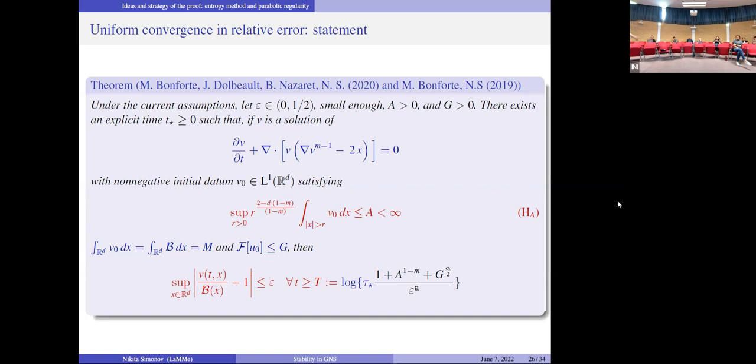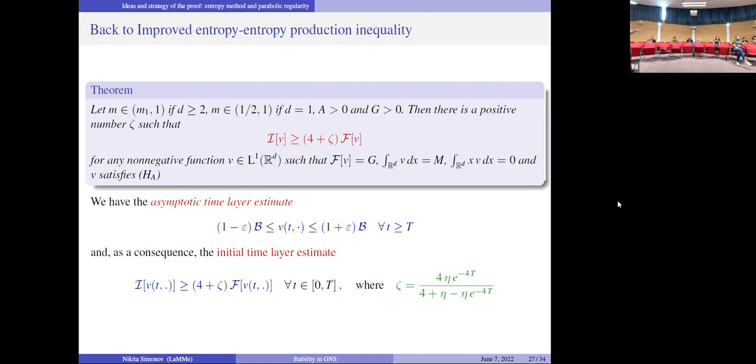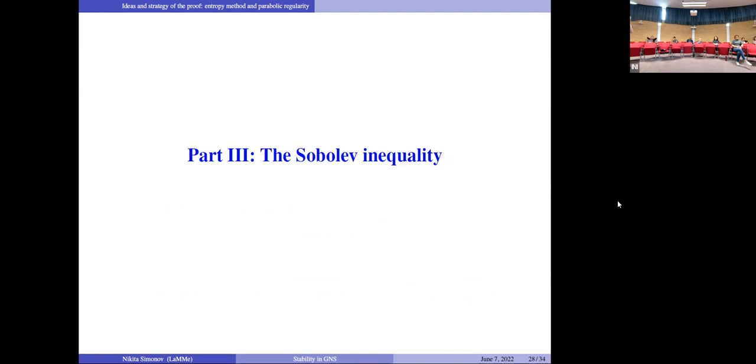So basically, the theorem goes like this. We choose our epsilon. We compute our t. We know that we have this asymptotic time layer. We know that we have our improved inequality. And then after this, we go to our initial time layer and prove the improved inequality up to time zero. And once we've done that, we obtain a stability result for the initial time. Now, this basically proves the theorem up to P star, so up to this guy, but excluded.